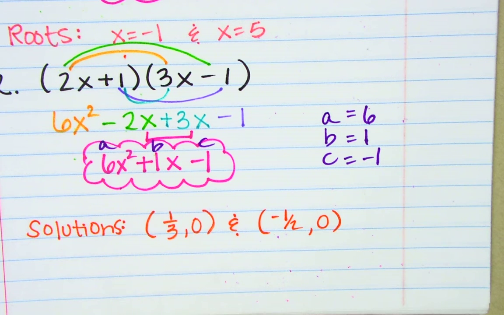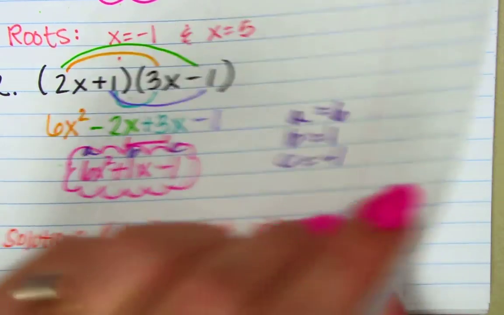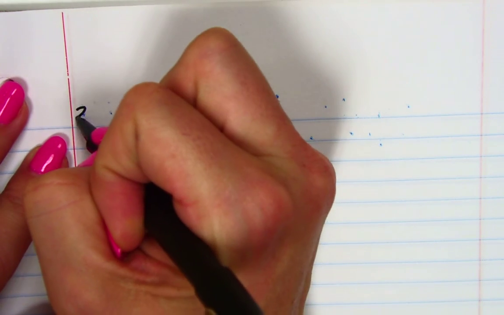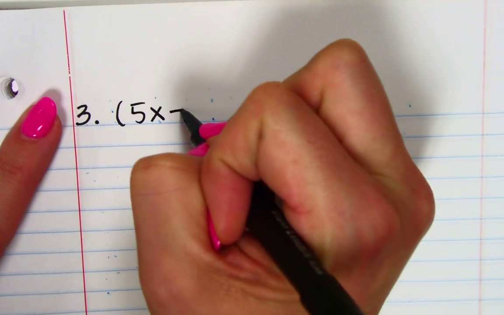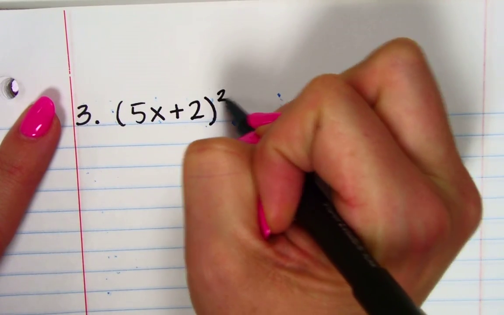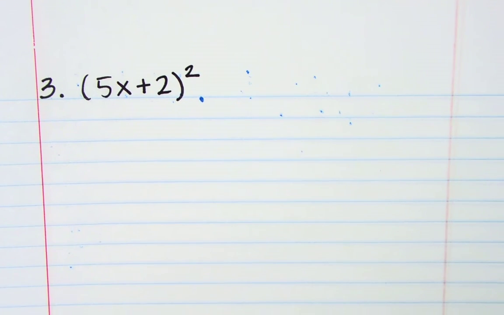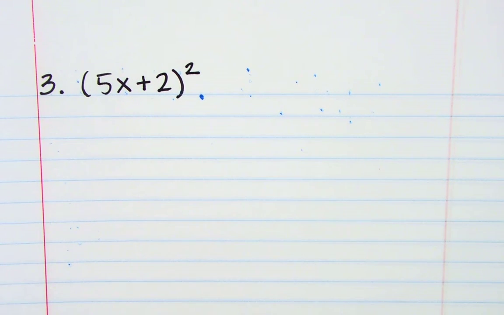Any questions on that one? No, you good? Okay. The next one, I'm going to go to the next page. I want you to do on your own, okay? Right, it's 5x plus 2 squared. That's it. What's 5x plus 2? What does the squared mean?